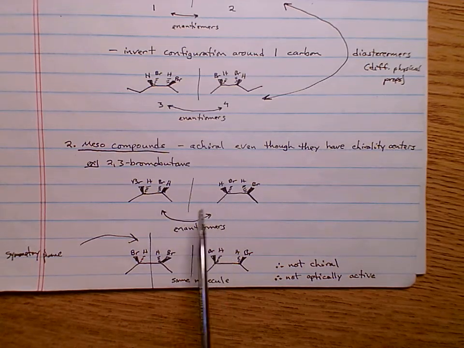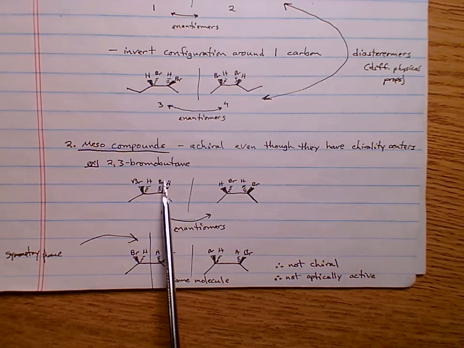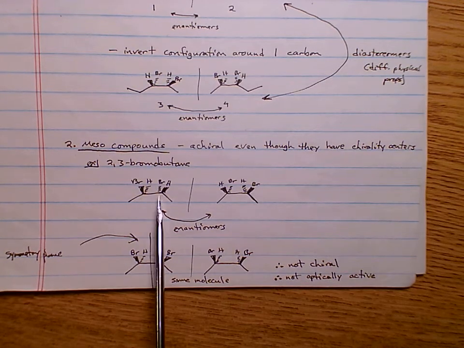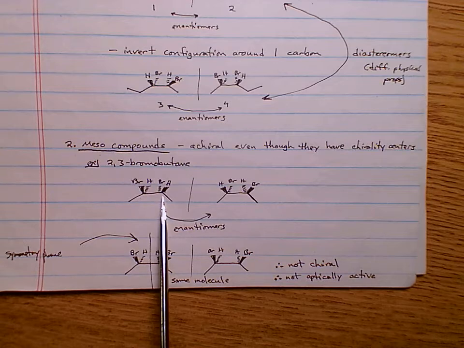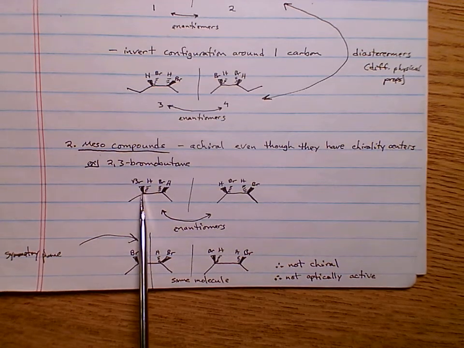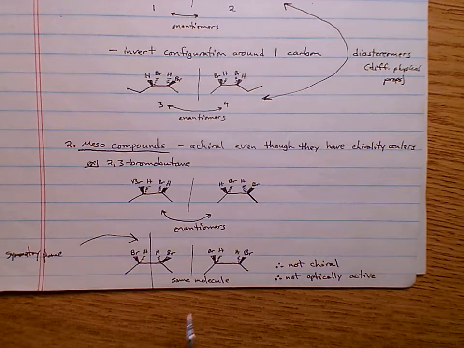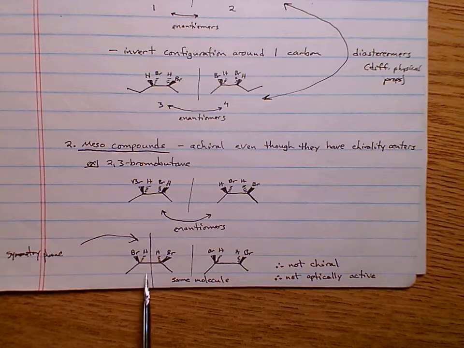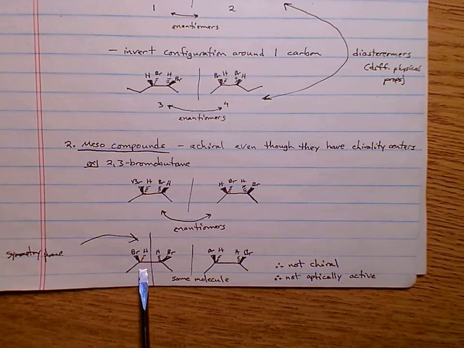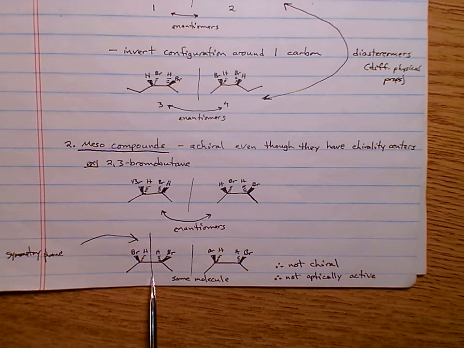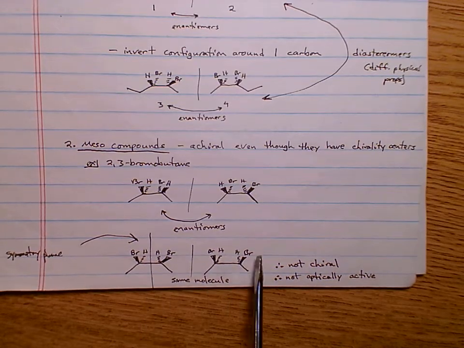But note, if you switch two groups on one carbon to make the diastereomer, you can do that. I've decided to take this carbon here, put the bromine coming out and the hydrogen back, but I left the first carbon the same. This is the diastereomer of these two, but note, if you were to do the mirror image of it, you would get the same molecule. The mirror image of this is this. They are the exact same molecule.